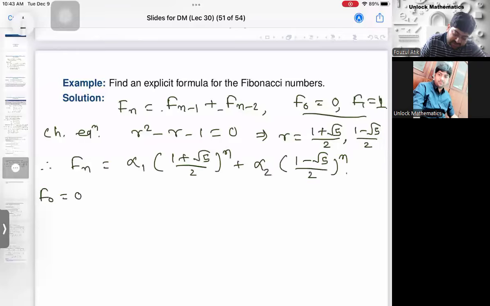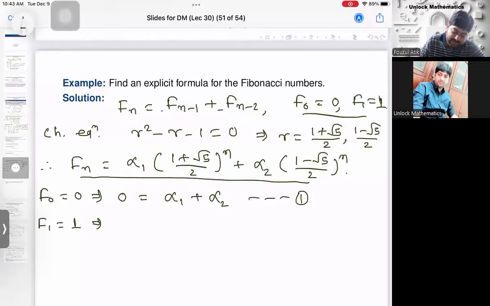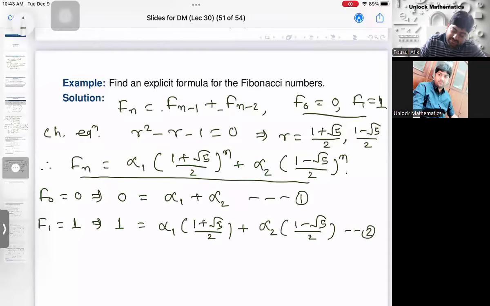F0 equal to 0 implies putting n equal to 0. So this side I will have 0 is equal to alpha 1 into 1 plus root 5 by 2 whole to the power 0, so it is alpha 1 plus alpha 2. This is equation 1. Again, I have another initial value, F1 equal to 1. Putting n equal to 1, the left hand side is 1 is equal to alpha 1 into 1 plus root 5 by 2 plus alpha 2 into 1 minus root 5 by 2. This is equation 2. So these two equations I can solve.